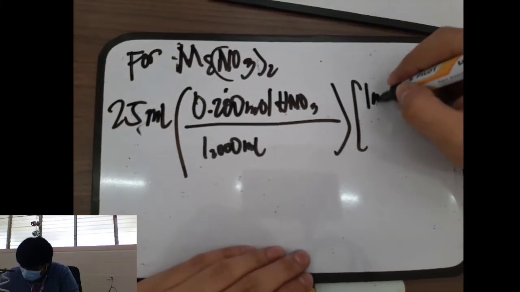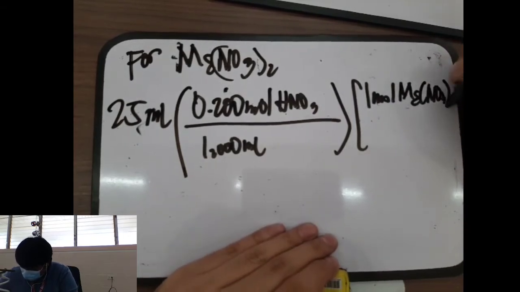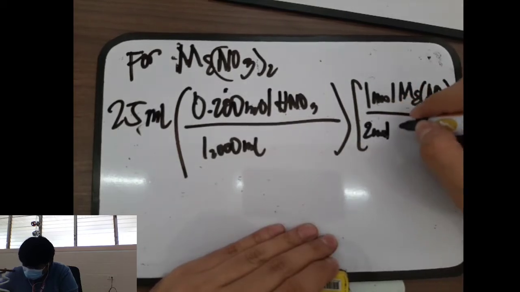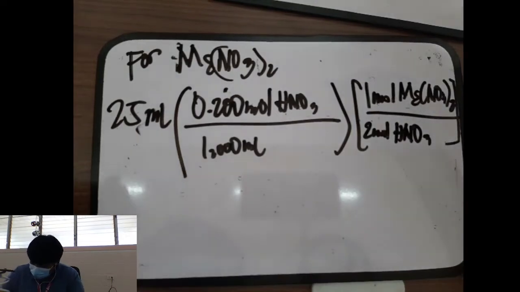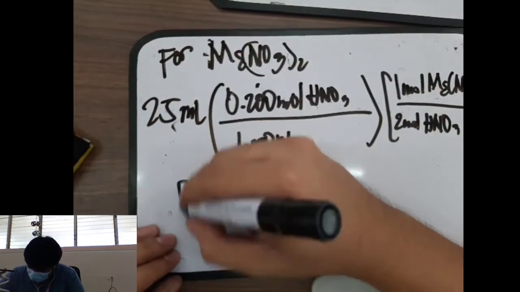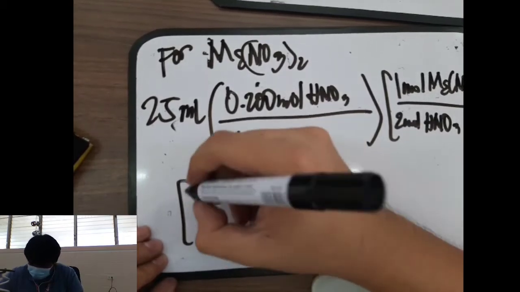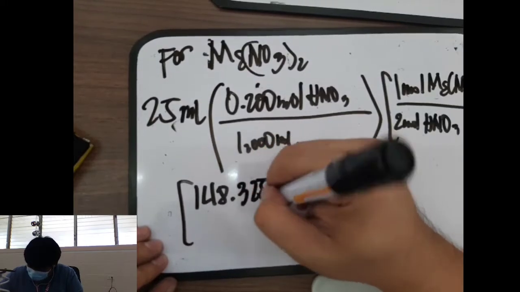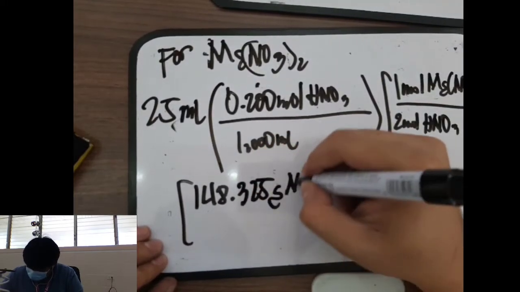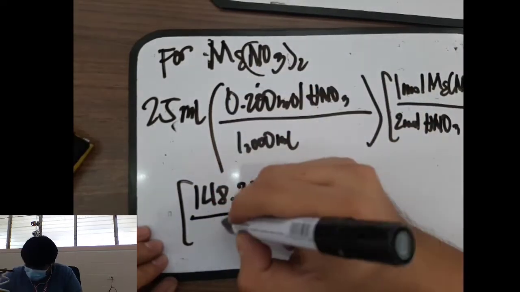So for 1 mole of magnesium nitrate, as shown in our balanced equation, we have 2 moles of nitric acid. Then we convert this to grams using its molar mass, 148.325 divided by 1 mole.